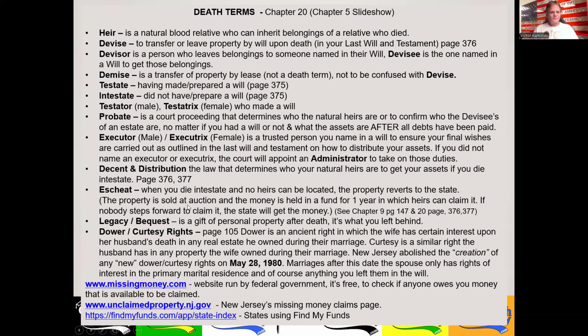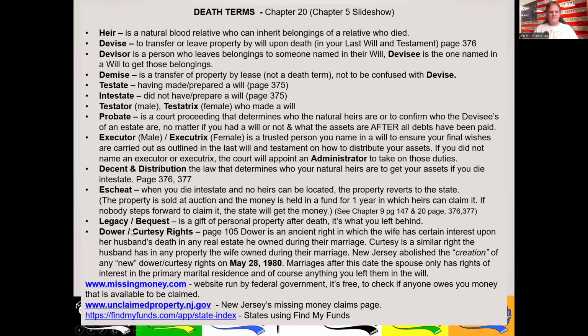Escheat, excuse me. Escheat is when you die intestate and no heirs can be located. The property reverts to the state. So the property is sold at an auction and the money is held in a fund for 1 year, at which time their heirs can lay claim to it. And if nobody steps forward to claim it, the state gets your money from your sold property and they blow it away however they see fit.